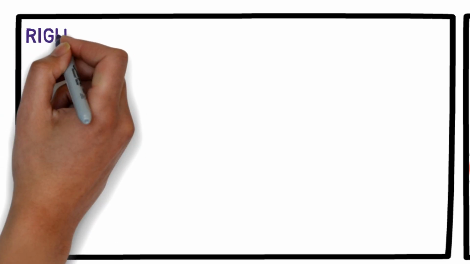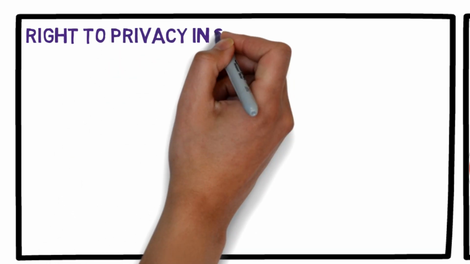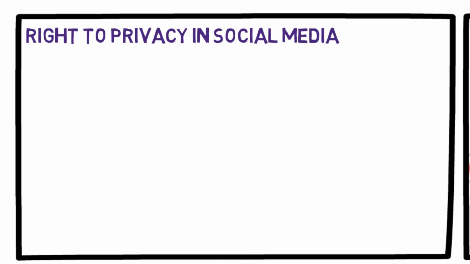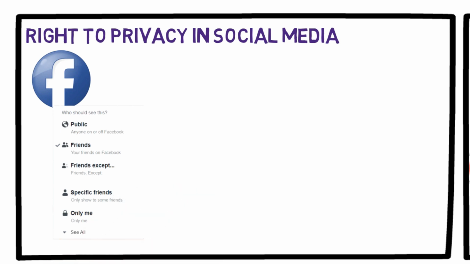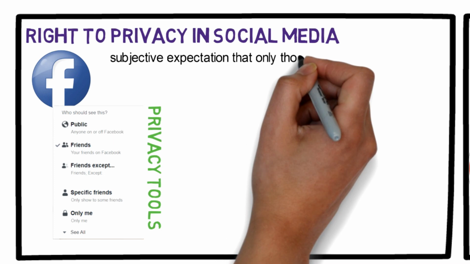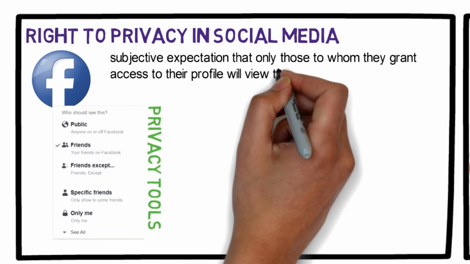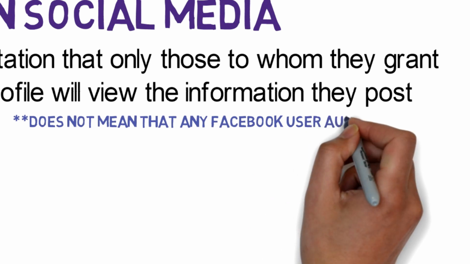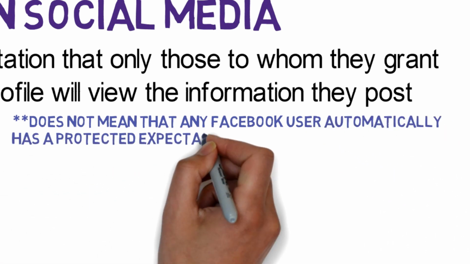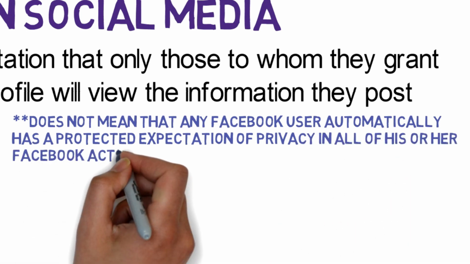Next, I will discuss right to privacy in social media. To address concerns about privacy but without defeating its purpose, Facebook was armed with different privacy tools designed to regulate the accessibility of a user's profile as well as information uploaded by the user. It is through the availability of said privacy tools that many online social network users are said to have a subjective expectation that only those to whom they grant access to their profile will view the information they post or upload thereto. This, however, does not mean that any Facebook user automatically has a protected expectation of privacy in all of his or her Facebook activities.